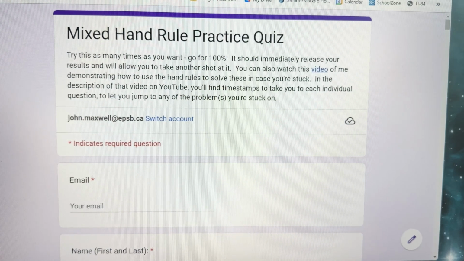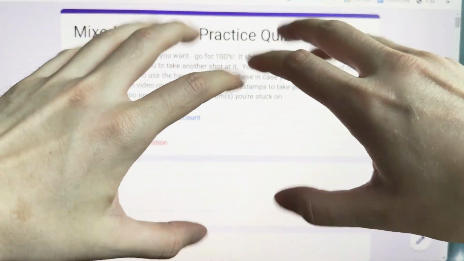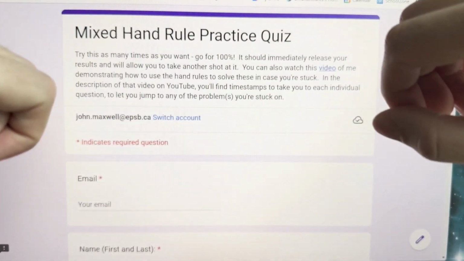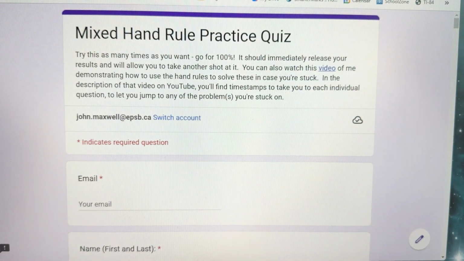Alrighty folks, so what I'm going to do in this video is work through that hand rule practice quiz that I've posted, and I'll do it here with my hands, in first person view, so you can actually see how I would use the hand rules here. So you can treat this as a tutorial for the hand rules if you're having a tough time with them at all, or you want to see me demonstrate them, okay? And you can also use it if you're stuck on a specific hand rule practice quiz.